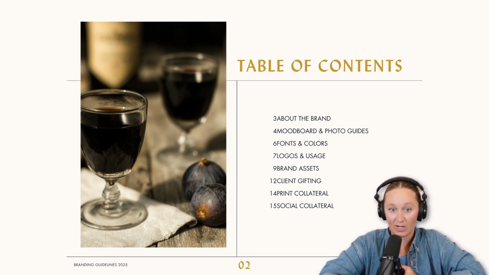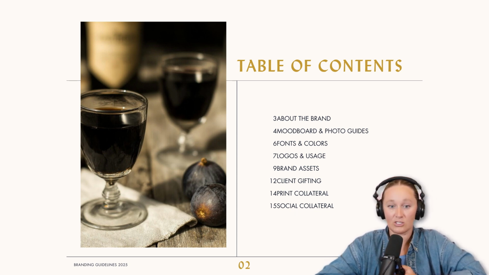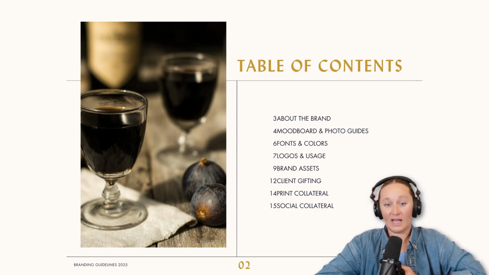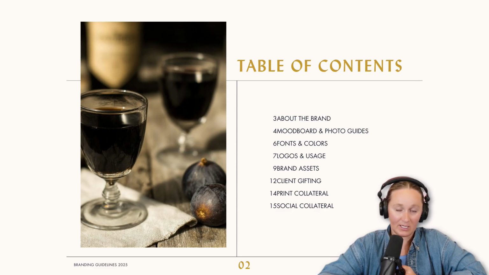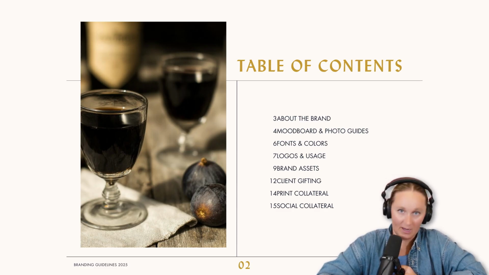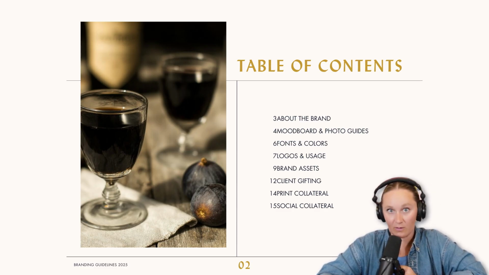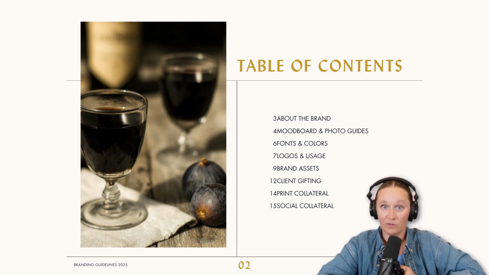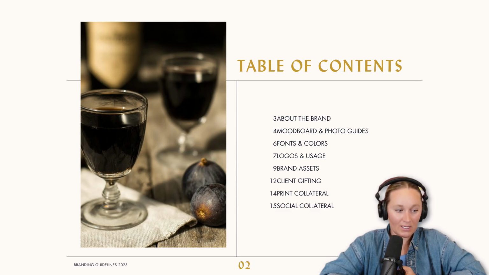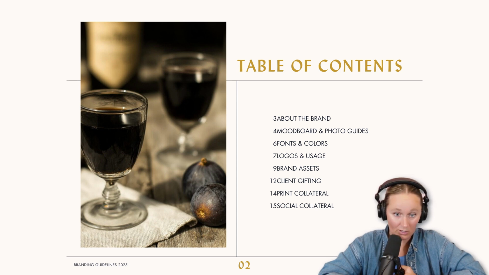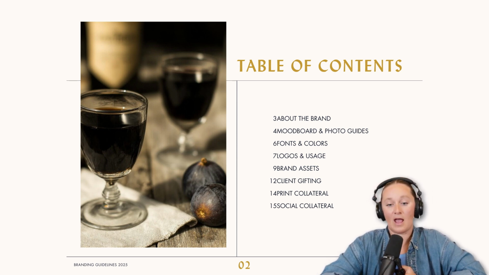Second, mood board and photo guidelines, fonts and colors, logos and usage, brand assets, client gifting, print collateral, social collateral. That may look different depending on your brand. If you have merchandise, we might have a page just for merchandise. If you have a storefront, we might have a page that just says signage and storefront. There are some pages that are flex here, but generally this is how we will structure them: strategy, copy, imagery, then logos and colors, then how all of that gets executed out, all the supporting assets, patterns, icons, GIFs, etc.